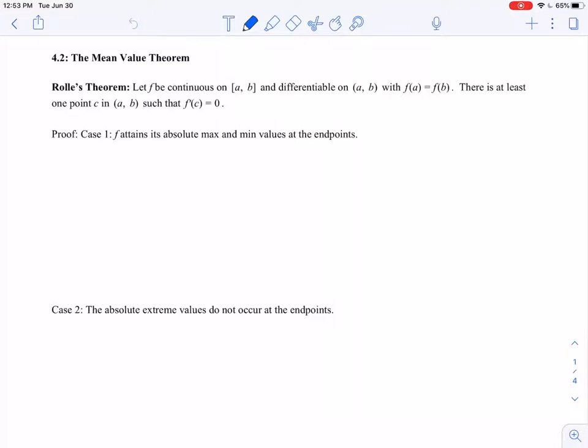In section 4.2, we have a few named theorems here. So I think that these are going to be important theorems. These are theorems that I might ask about, say, on a quiz or an exam. The first one we're going to talk about is Rolle's theorem.